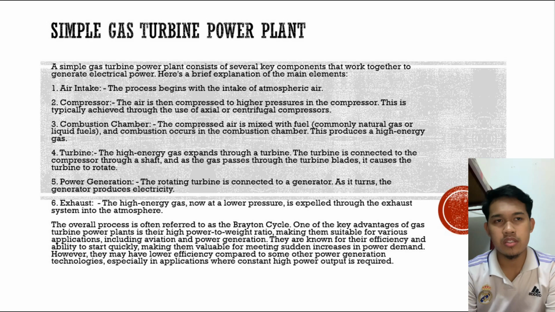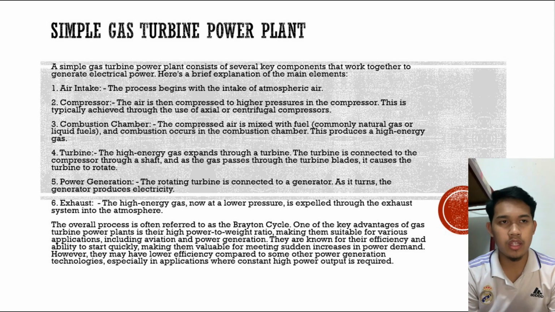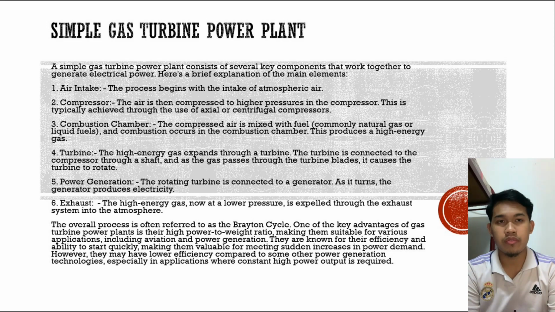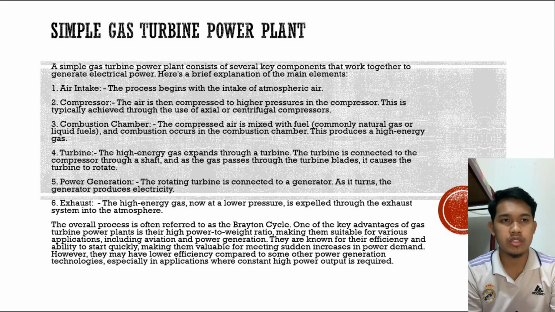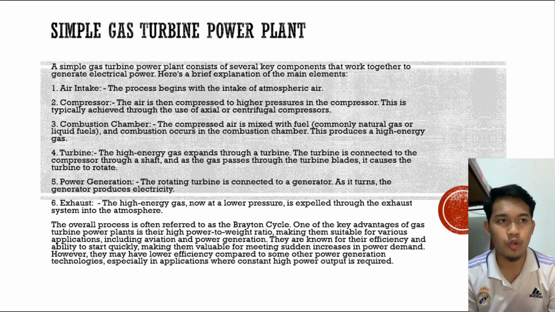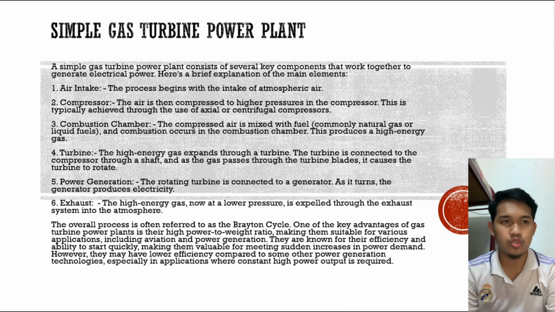Third, combustion chamber. The compressed air is mixed with fuel, commonly natural gas or liquid fuels, and combustion occurs in the combustion chamber. This produces a high energy gas. Fourth, turbine. The high energy gas expands through a turbine. The turbine is connected to the compressor through a shaft, and as the gas passes through the turbine blades, it causes the turbine to rotate.